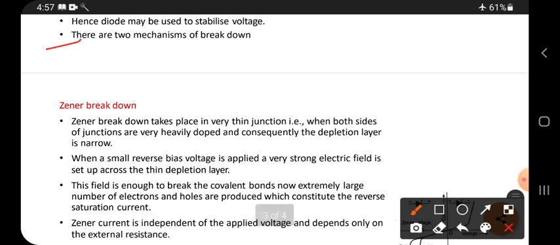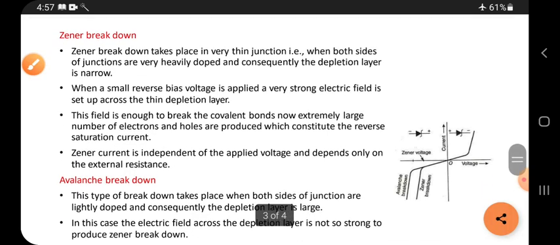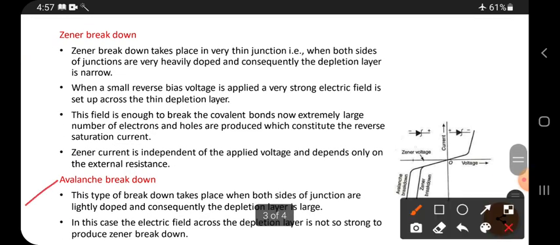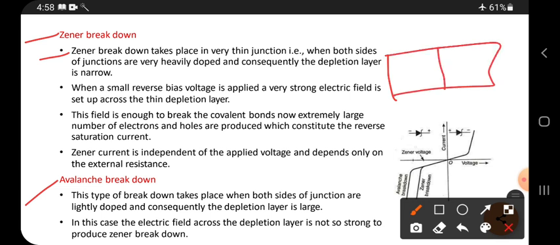There are two mechanisms of breakdown. What are those? Zener breakdown, and the next one is avalanche breakdown. What is Zener breakdown first? Zener breakdown takes place in a very thin junction, that is, when both sides of the junction are very heavily doped and consequently the depletion layer is narrow. So it is like this, p-type, n-type. This is heavily doped and this is also heavily doped. Then this region is very thin.